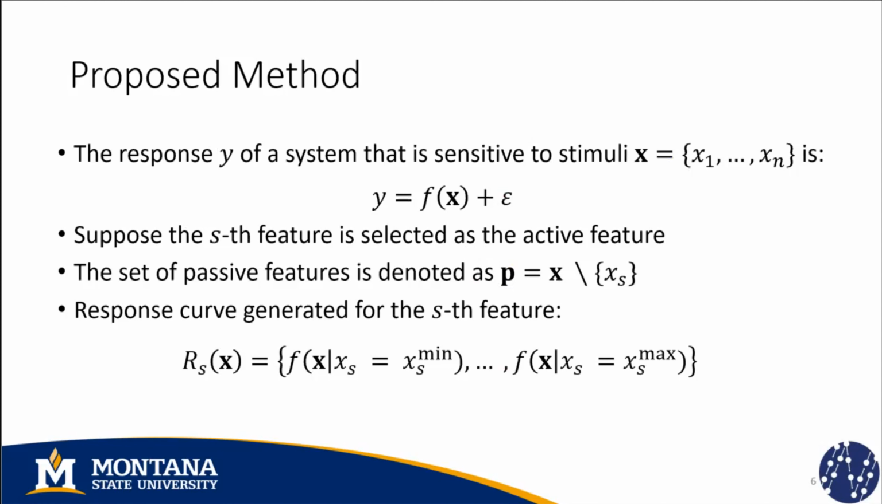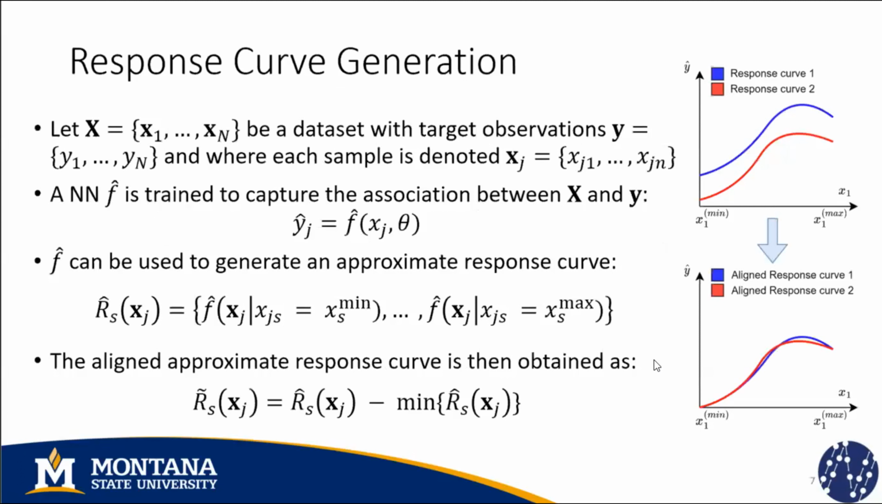Then the response curve generated for the selected active feature consists of the sequence of response values obtained by modifying the value of the active feature from its minimum to its maximum admissible value. The problem is that generally in practice, we don't know the function f, so we need to estimate it. We will do that by using a dataset X that consists of n samples and its corresponding set of target observations y. Here, each sample is denoted as x sub j.